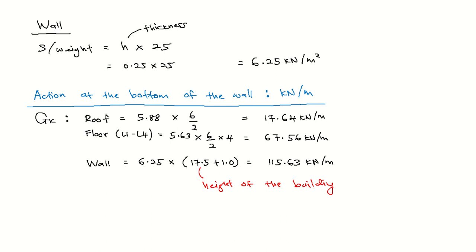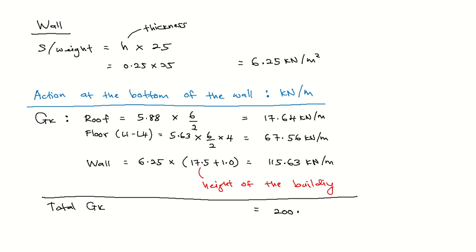Next, we want to total out what is the total of GK. Here it is, 200.83 kilonewton per meter. Alright, so this is GK.